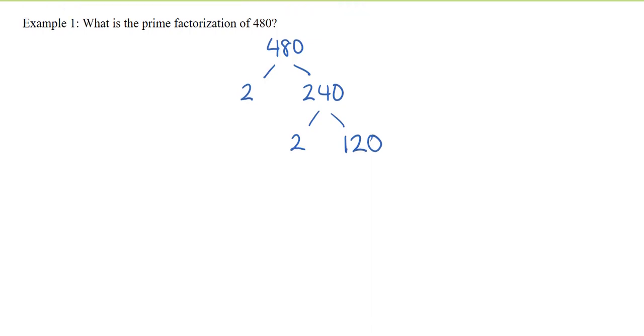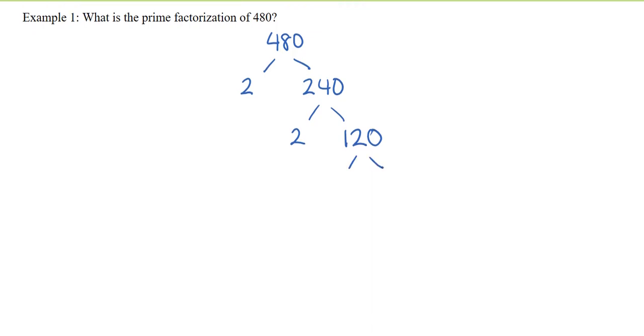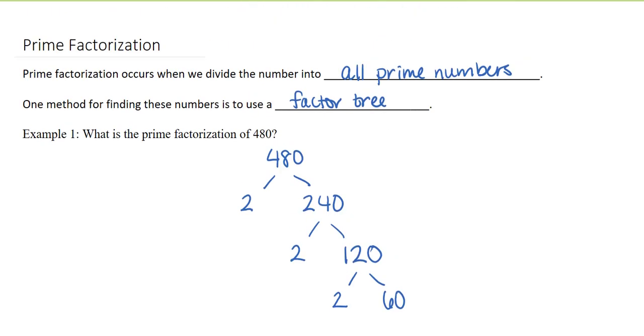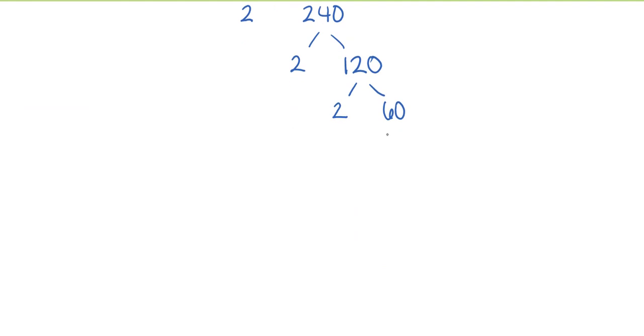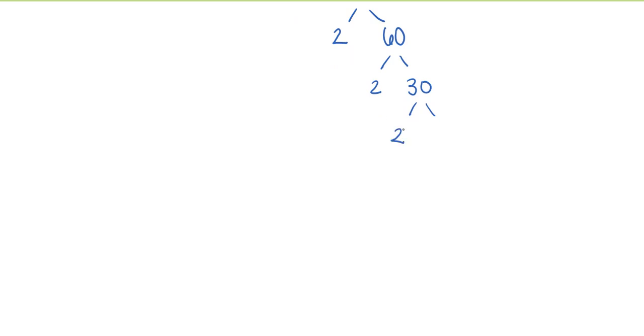So we did that. Then we're going to break this down even further. We're just breaking it down into prime numbers. So once again, we can divide by 2, and then we have 60. Now 60 can be broken down into also 2, and then 30. 30 is still even, right? So we're going to keep breaking it down in 2s, which is 2, and then 15.